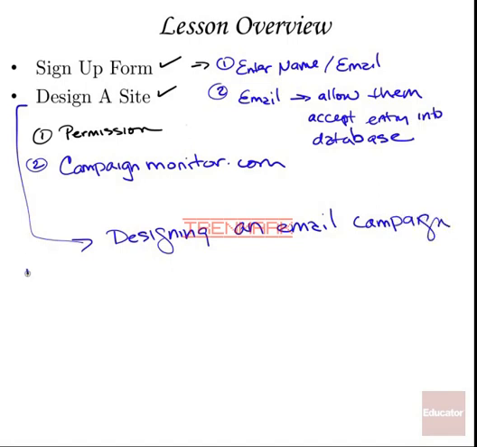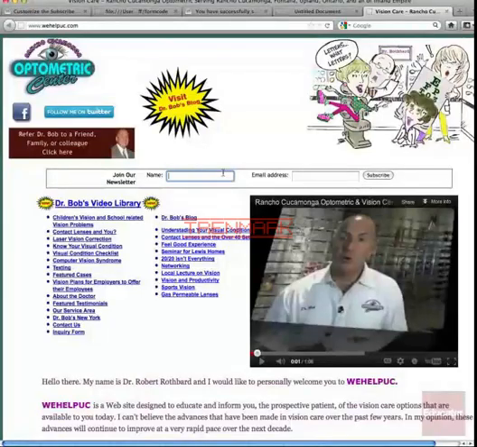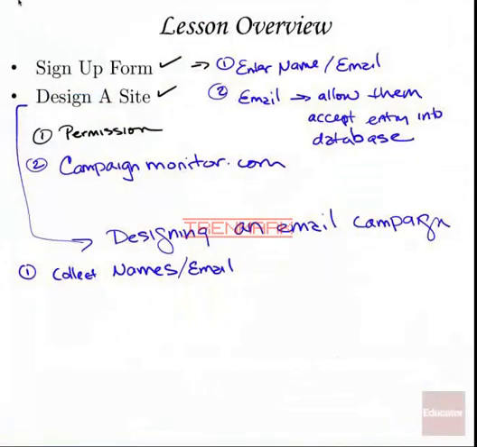Step one, of course, is to collect names and emails, as you can see on some of these websites out there. If we go back to the browser, to Dr. Bob's website, here he collects his names and his emails. So that's step one. Now step two, of course, is creating the newsletter or the email.